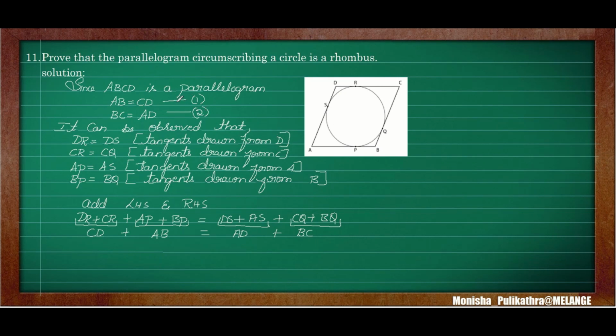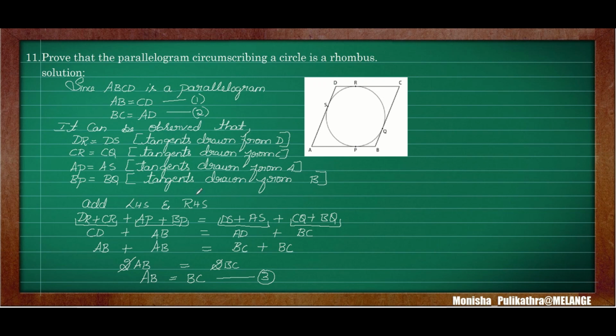So next you need to see equations 1 and 2. In equations 1 and 2, what they have given? AB is equal to CD. If AB is equal to CD, instead of CD, we can write AB itself. AB plus AB is equal to AD plus BC. AD is also equal to BC. So instead of AD, we can write BC. So AB plus AB is 2AB is equal to BC plus BC is 2BC. So when the 2 cancels, we get AB is equal to BC. So this is equation number 3.